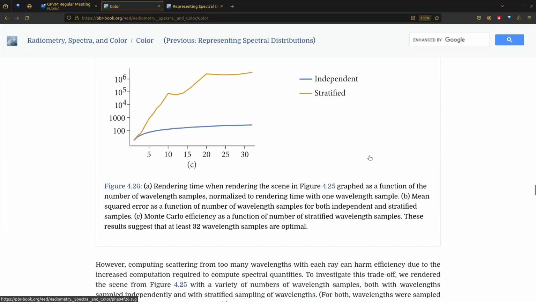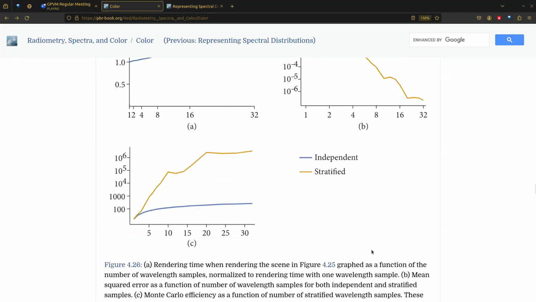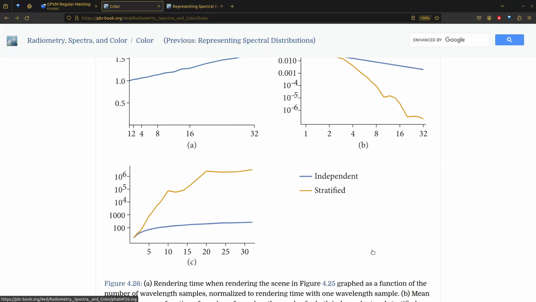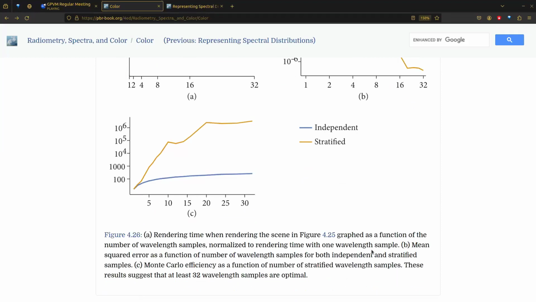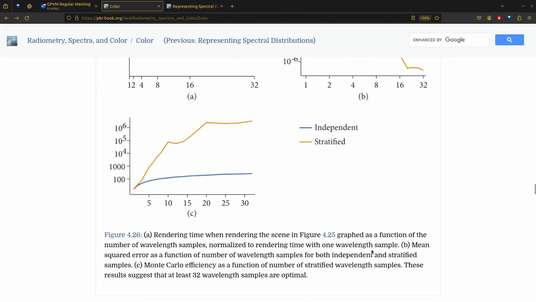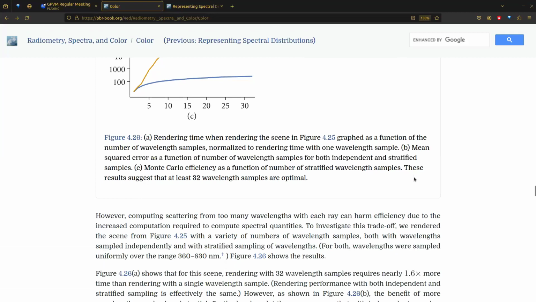So we have graphs. It's the rendering time when rendering the scene in 4.25, graphed as a function of the number of wavelength samples, normalized to the rendering time with one wavelength sample. I guess we're just looking at the effectiveness of different versions here.